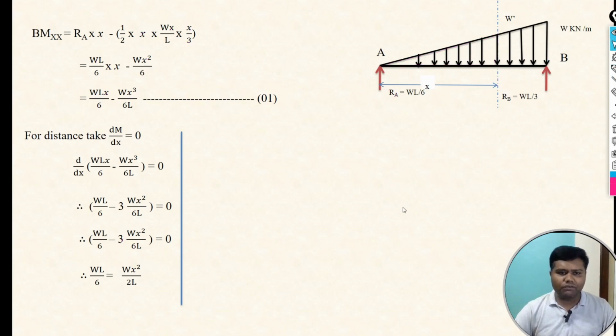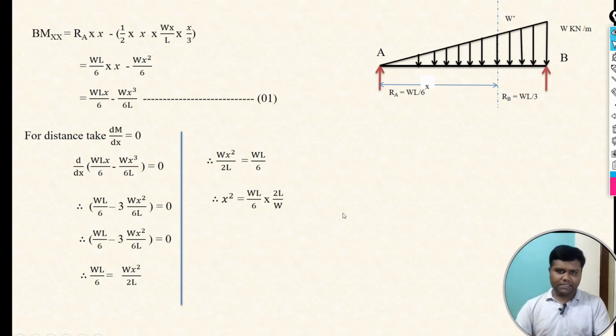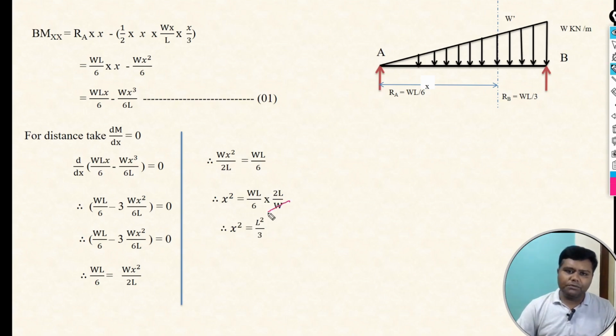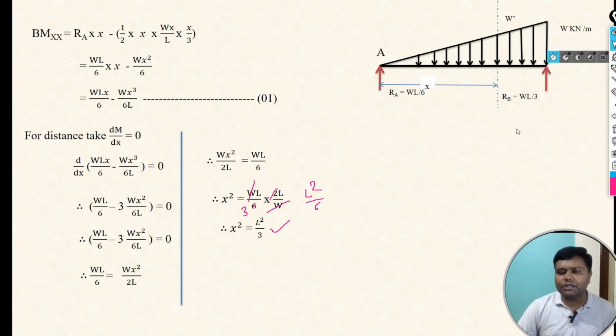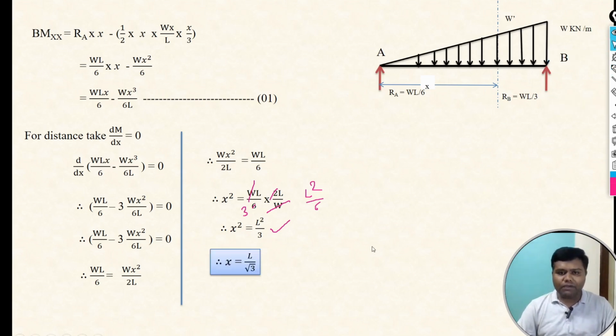So how can we calculate the value of x? Take only x square on one side and the other terms on the right side, WL by 6 as it is, and if we take this term to the right side, it will be 2L divided by 6. Here we can see W will get cancelled. The remaining term is L square by 3. If we take the square root, because we want the exact value of x, x is equal to L divided by root 3.